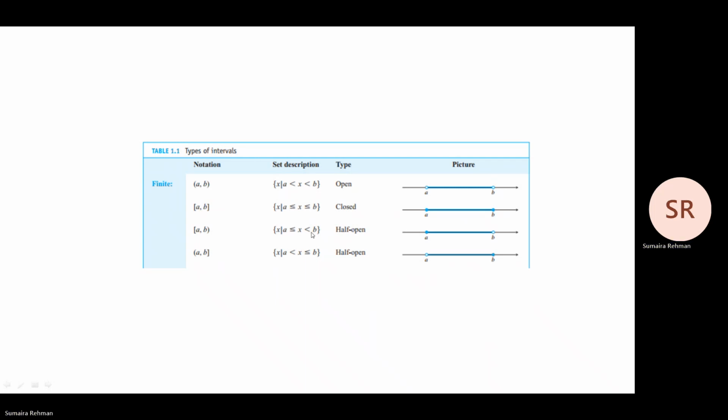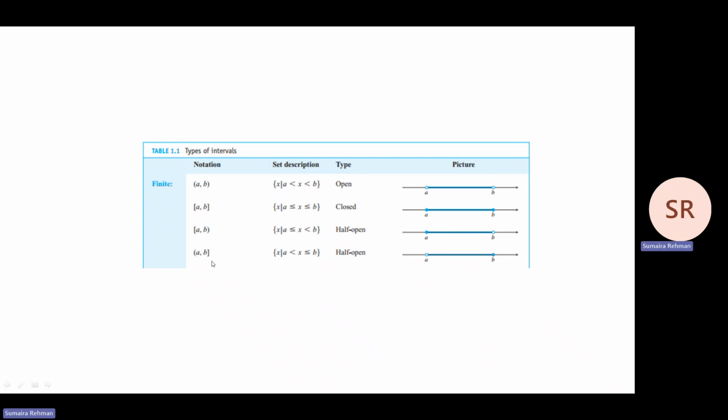Similarly, at the ending point b, we will not fill up the circle. This means b is not included in this interval. All the rest of the points between a and b, including a, are members of this interval. Because on the number line we have lots of numbers, whether natural, whole, or rational, all those numbers lie on the number line. So we have many members in between them.